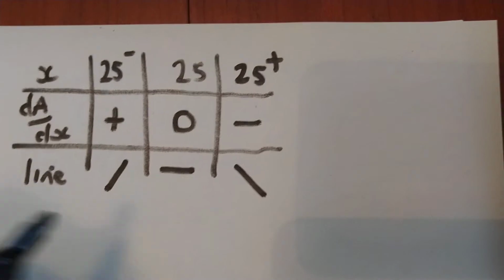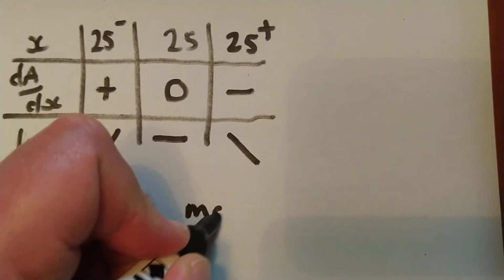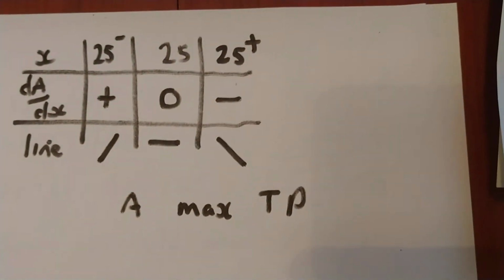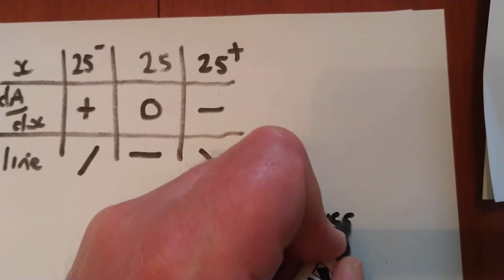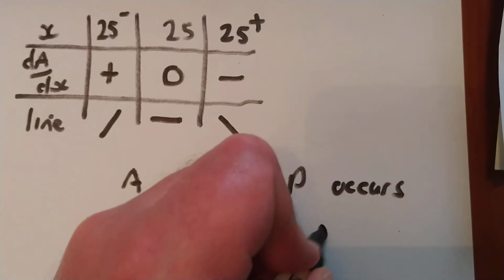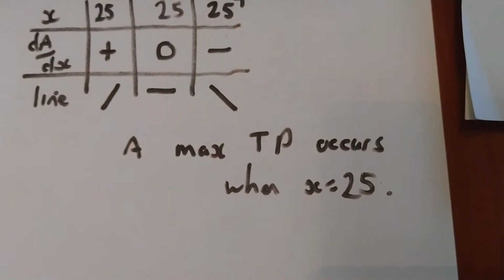So I'm going to say a maximum, I could say value. I'm going to put turning point just to show that I understand it. We could graph it. Maximum turning point or a maximum value occurs when x equals 25. State that, please. You get a mark for stating that.